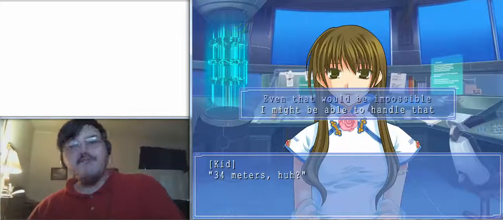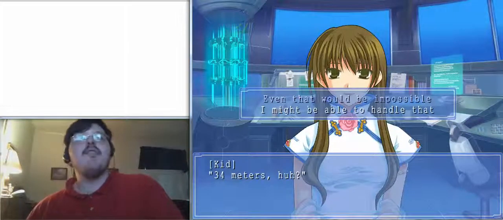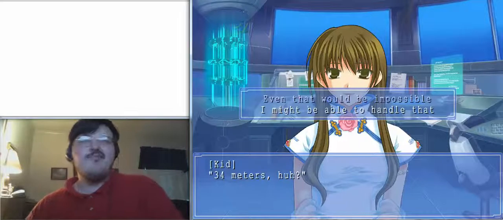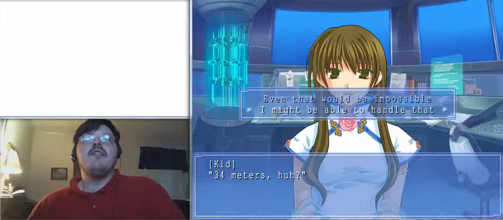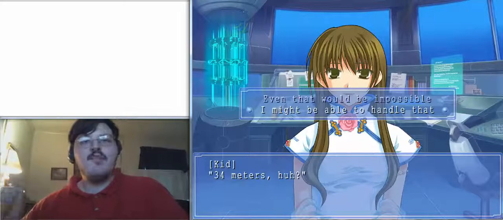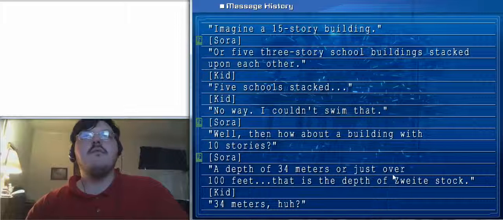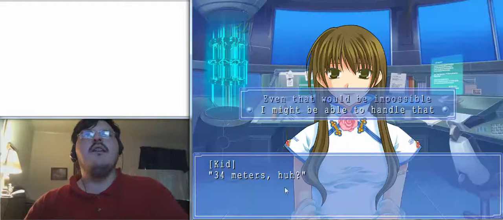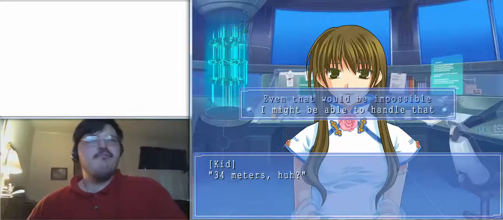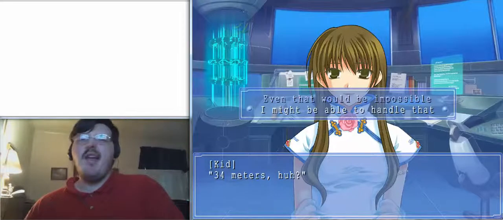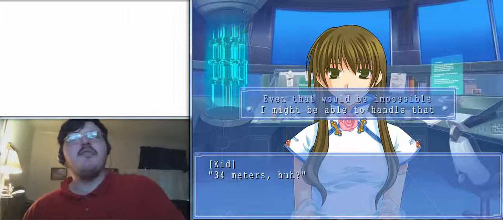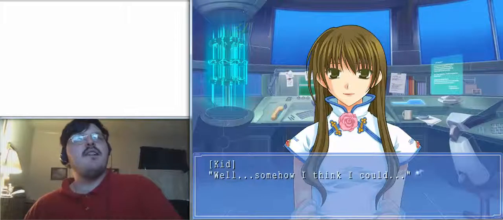Alright, now he's having a deeper discussion with Sora about water pressure, that sort of crap. And he admitted that it'd be impossible to swim upwards 34 meters. Right. Depth 34 meters, or just over 100 feet. That's the depth of Zuite stock. Yeah. I might be able to handle that. Yeah, I'm an awesome swimmer. Well, somehow I think I could.